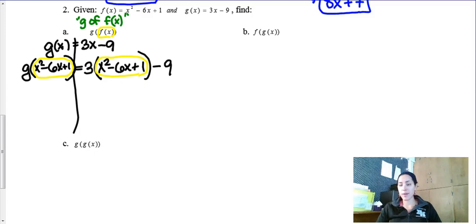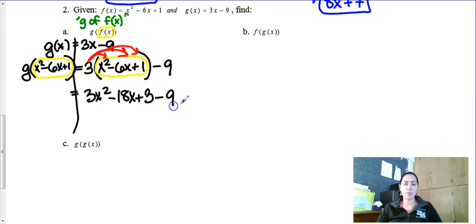And now to finish this up, I just use my algebra skills. Let's distribute 3. That becomes 3x squared. 3 times negative 6 is minus 18, and then x is still there. And then last but not least, 3 times a positive 1 is plus 3. That closing parenthesis tells me I'm done distributing 3. Minus 9 just gets brought down.